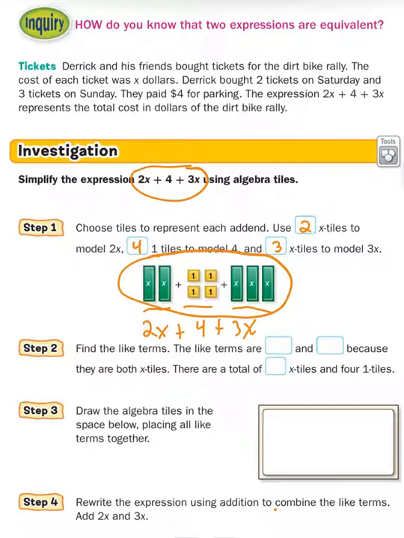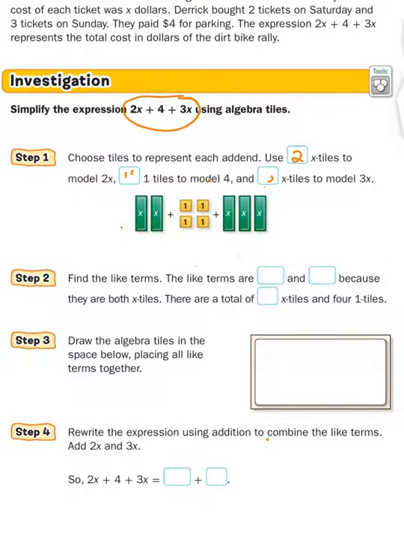All right, now we're going to go through and simplify this expression. So in step 2, it says to find like terms. This is something that's really important in our lesson. It says the like terms are blank and blank because they are both x tiles. So the like terms are the 2x and the 3x because they are both x tiles. There are a total of 5 x tiles and 4 1 tiles.